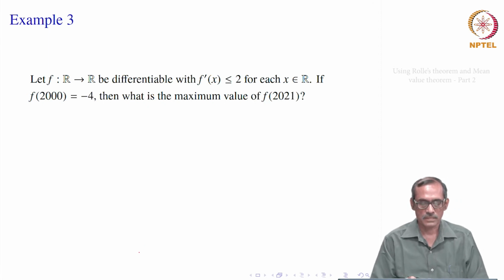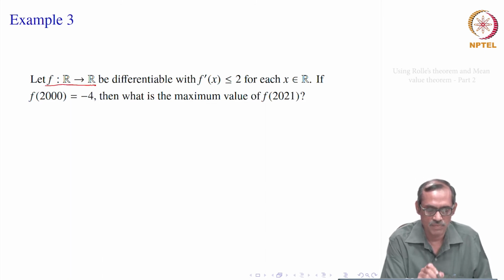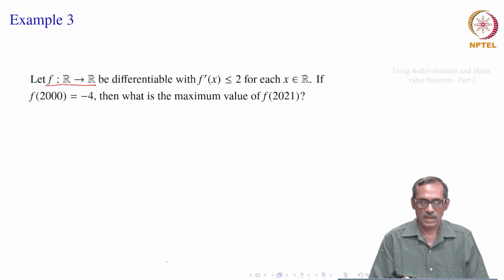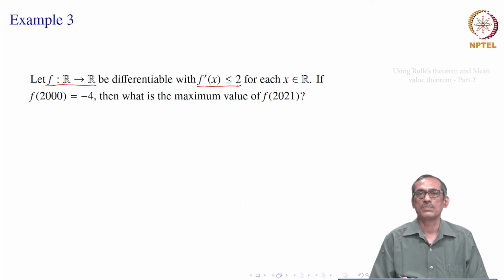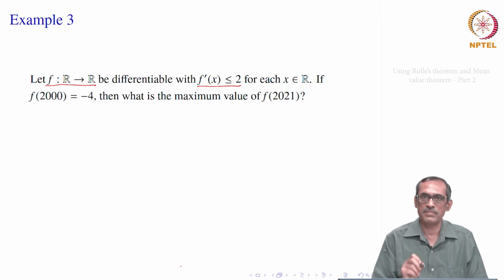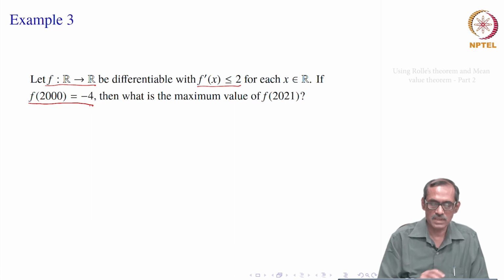Here f is again a real valued function defined over the whole of R, its domain is R. It is given that f is a differentiable function, that is, everywhere it is differentiable, and its derivative is always less than or equal to 2. That is our given information, that f prime of x is less than or equal to 2 at every x. Now, something else is given, that f at 2000 is equal to minus 4.